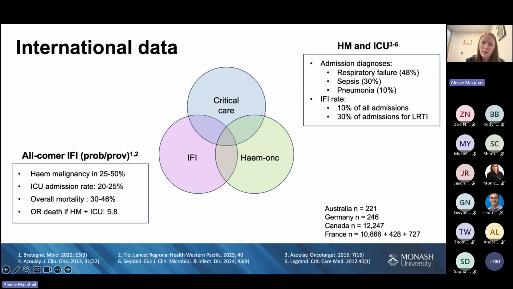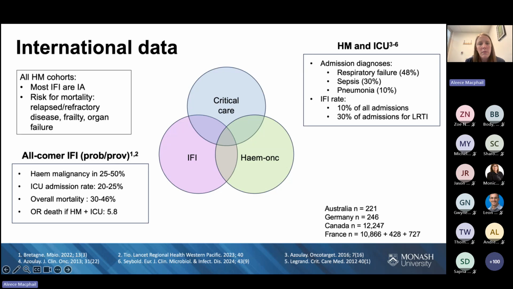And flipping it over to look at all comers with IFI, looks like about 20 to 25% of patients with heme malignancy and IFI get admitted to ICU. And then across both of those bigger, more general cohorts, most IFI are still invasive aspergillus at this stage, acknowledging shifts in the background happening as well. And the mortality rates across both cohorts sit in the 30 to 50% range, with a number of caveats about heterogeneity of populations. But the risk factors for mortality are fairly consistently reported to do with relapsed and refractory underlying disease, frailty, and organ failure.